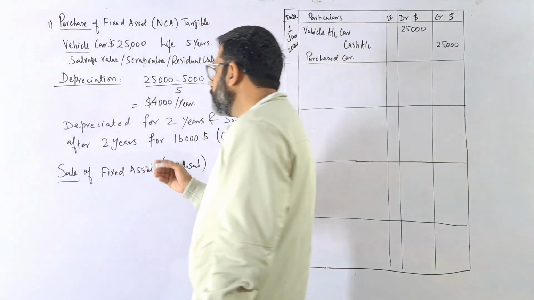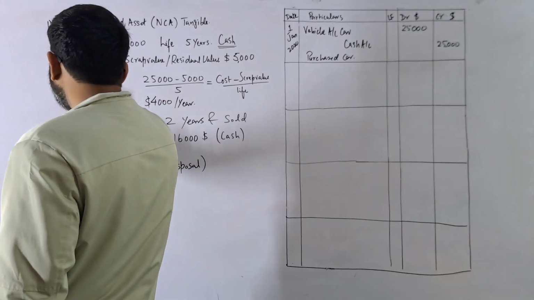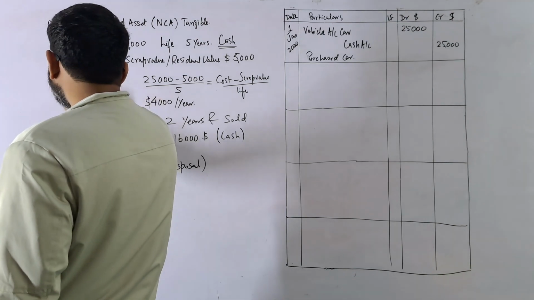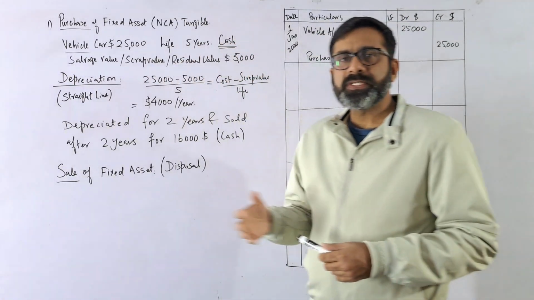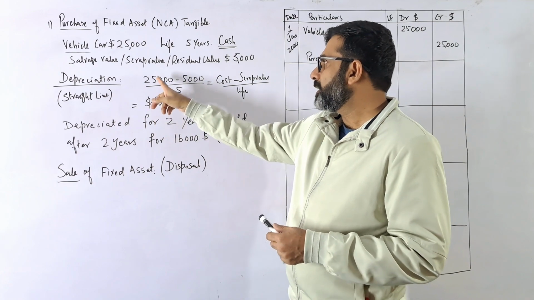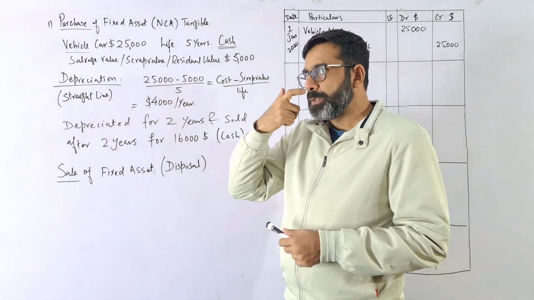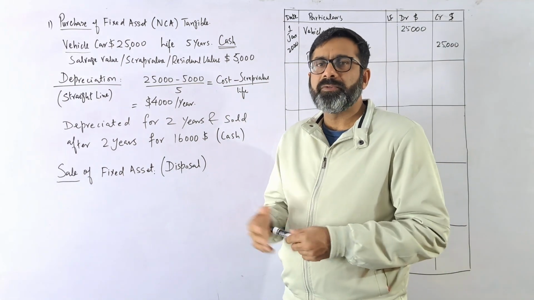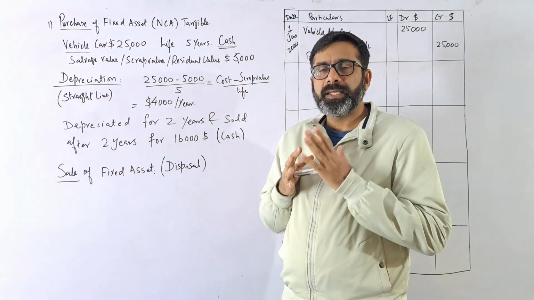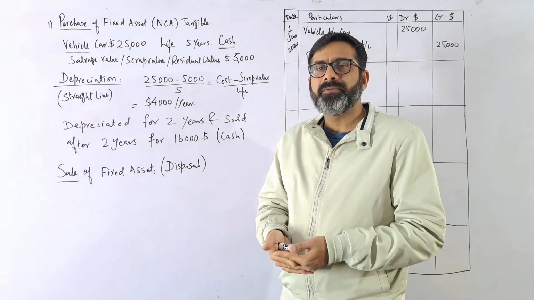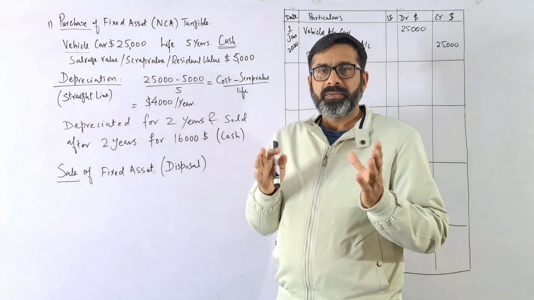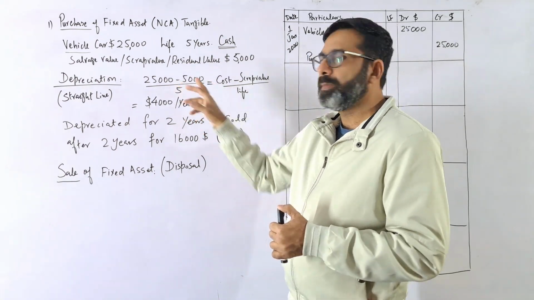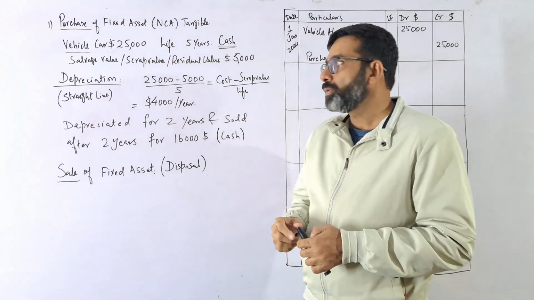Here again we are using the straight line method. In the previous examples, we simply used the cost of the asset divided by the useful life. So if it is 25,000, divided by 5, it would be 5,000. But now we are assuming the asset has some salvage, scrap, or residual value, meaning the value at the end of year 5, which is assumed to be $5,000.